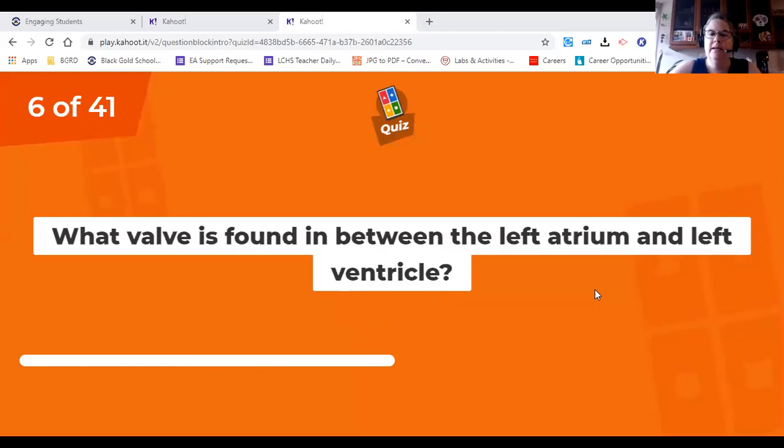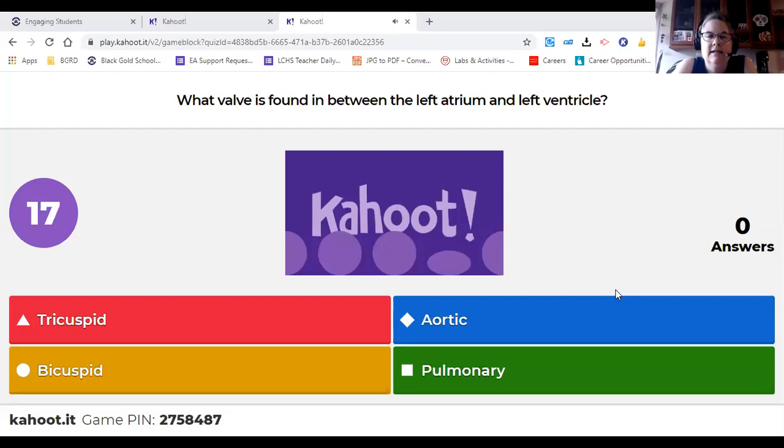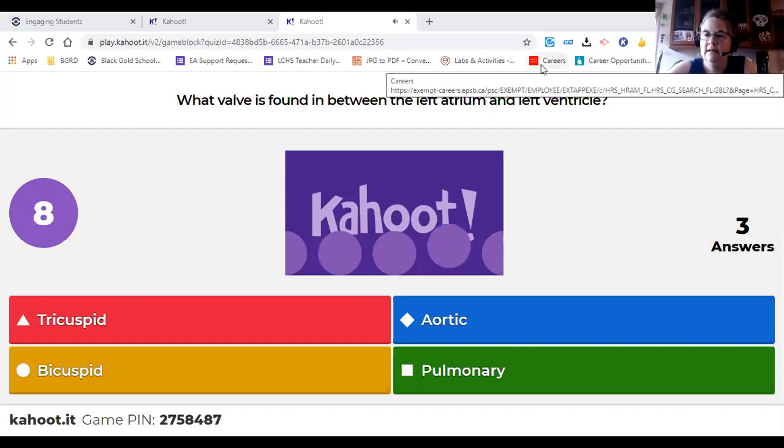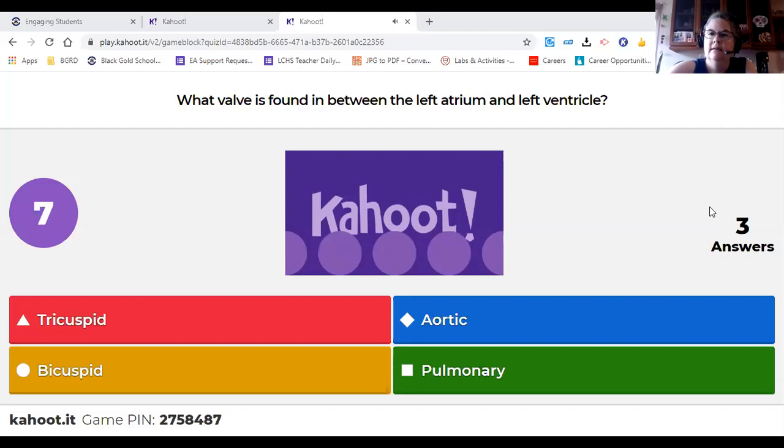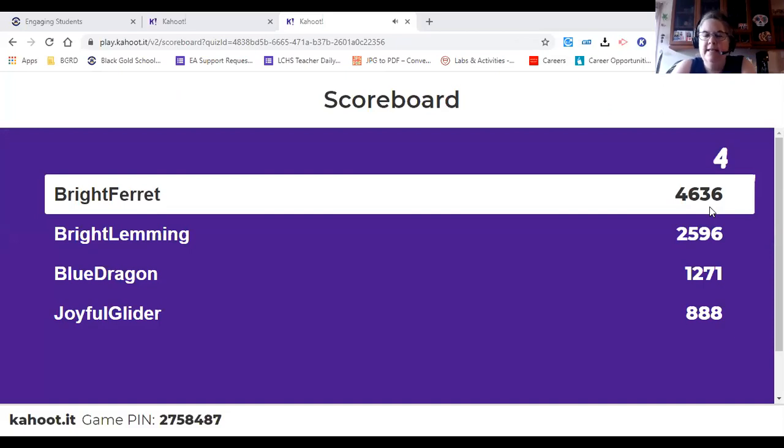The valve found in between the left atrium and the left ventricle. Left atrium and left ventricle. And this is bicuspid. Bicuspid. Ooh, Bright Ferret takes it.